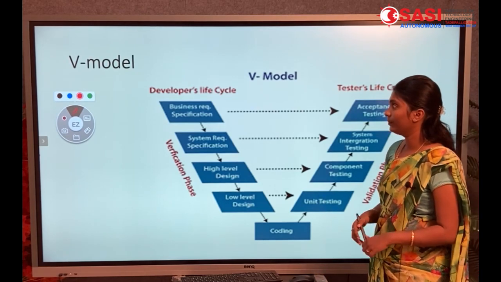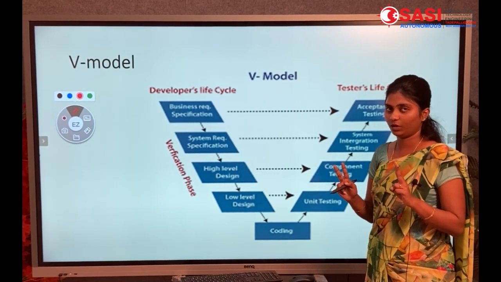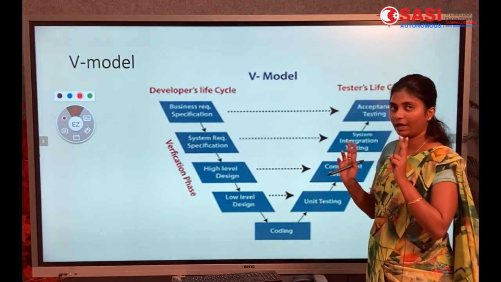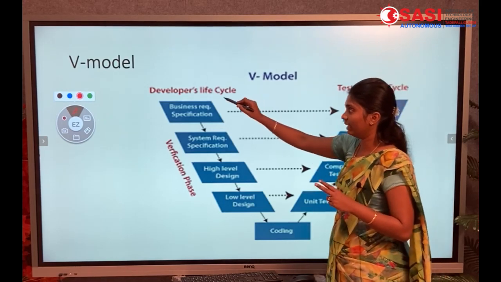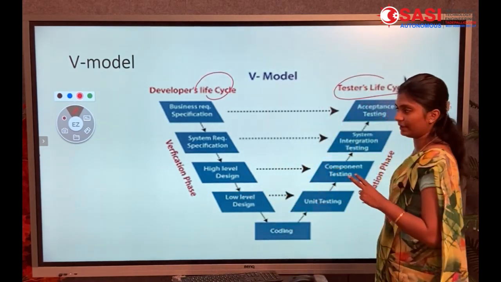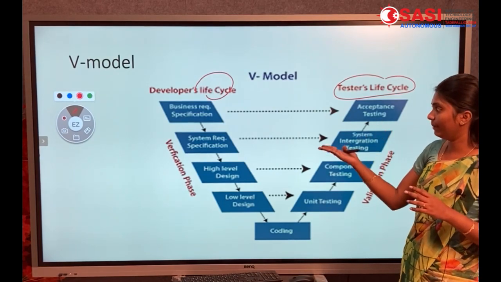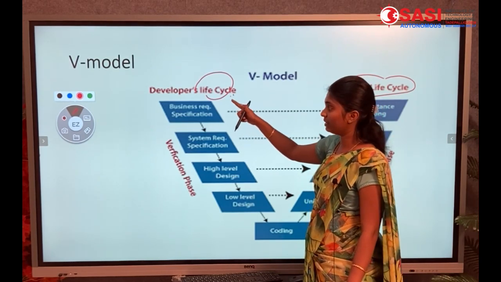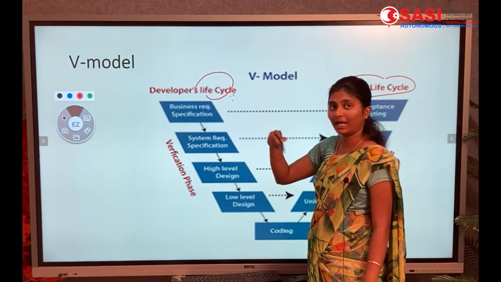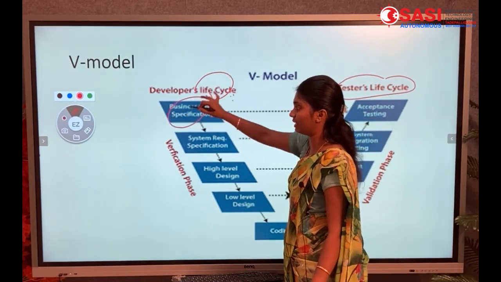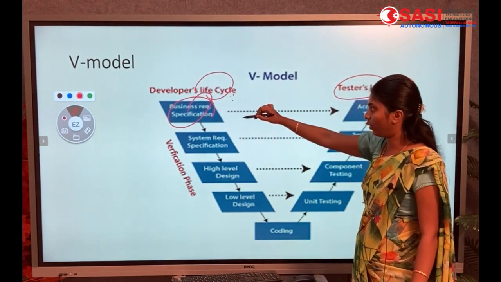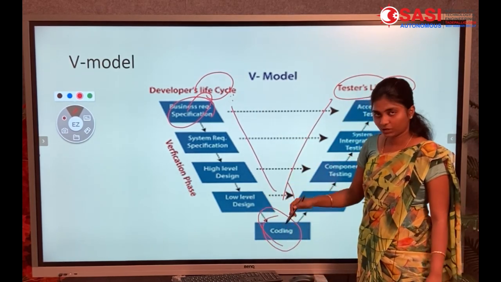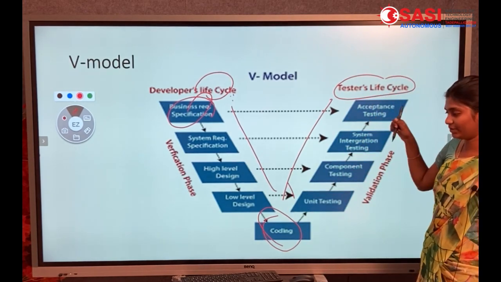So what is the V model? There are two sides in the V model, where everything is executed at the same time. In this V model we have to know about two roles: the developer life cycle and the tester life cycle. The developer gathers the business requirement specification. The commonly used technique in this V model is coding. Coding is common to the developer side as well as the tester side.